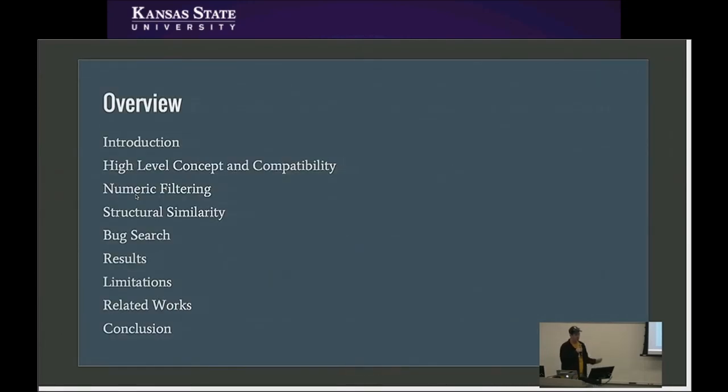So, a brief overview of what we're going to cover. A little introduction into what it is, the high-level concept and compatibility of the program, and then we get into some of the structure of the program containing numeric filtering, structural similarity, the bug searches that they did, the results, their limitations, and then the related works and our conclusion.